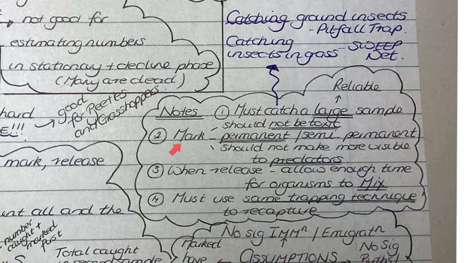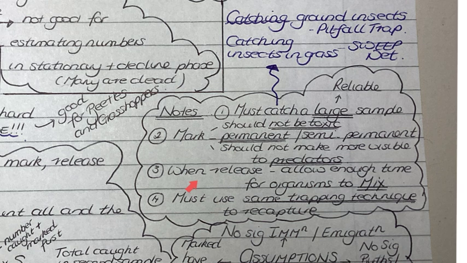The second note, the mark that you use should not be toxic. It should not kill the mice, because then you would obviously decrease the population. The mark should either be permanent or semi-permanent so that it doesn't wash off. And then the mark, it's really important that it doesn't make the mice more visible to predators. If that was the case, then they would be gobbled up by the predators, and whenever you did your second sample, you would find very few animals that had been marked.